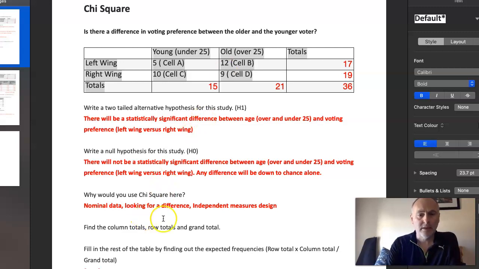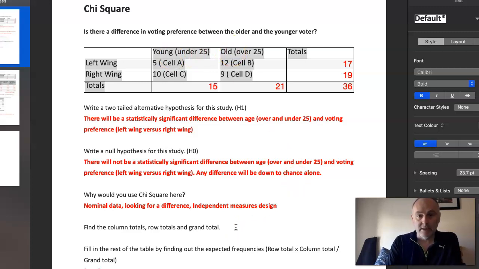The other reason why it's a chi-squared test is we're looking for a difference here between the two variables, and we've also got an independent measures design. Why is it independent measures? Well, you can't be young and old at the same time. So that will necessarily mean that there are different people in different categories. That means you have an independent measures design.